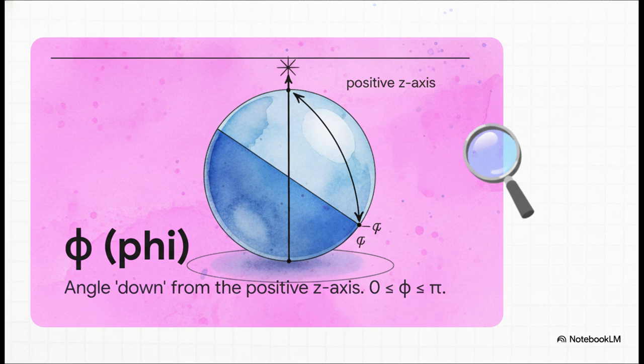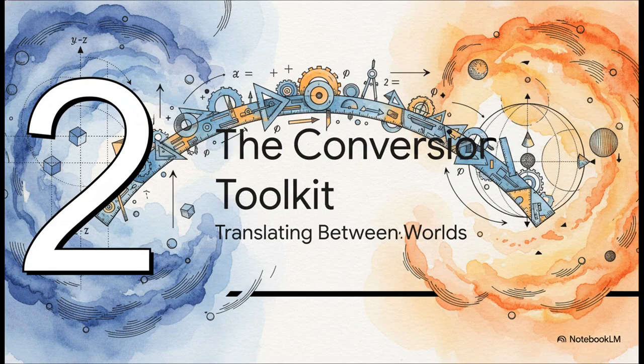Well, think about it. Theta is already taking care of the full 360-degree spin around the middle. By combining theta's full rotation with phi's 180-degree tilt from top to bottom, we can literally point to any spot in 3D space.